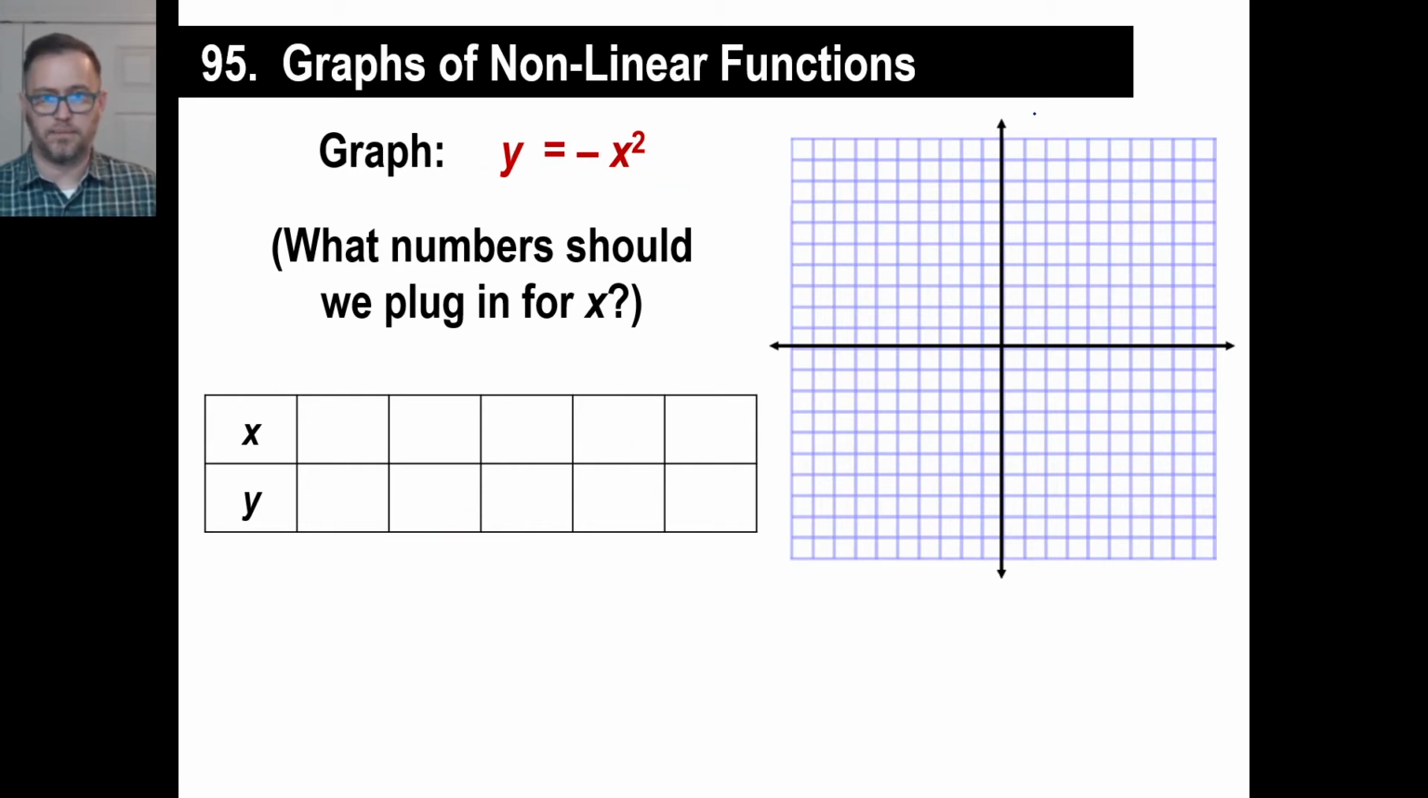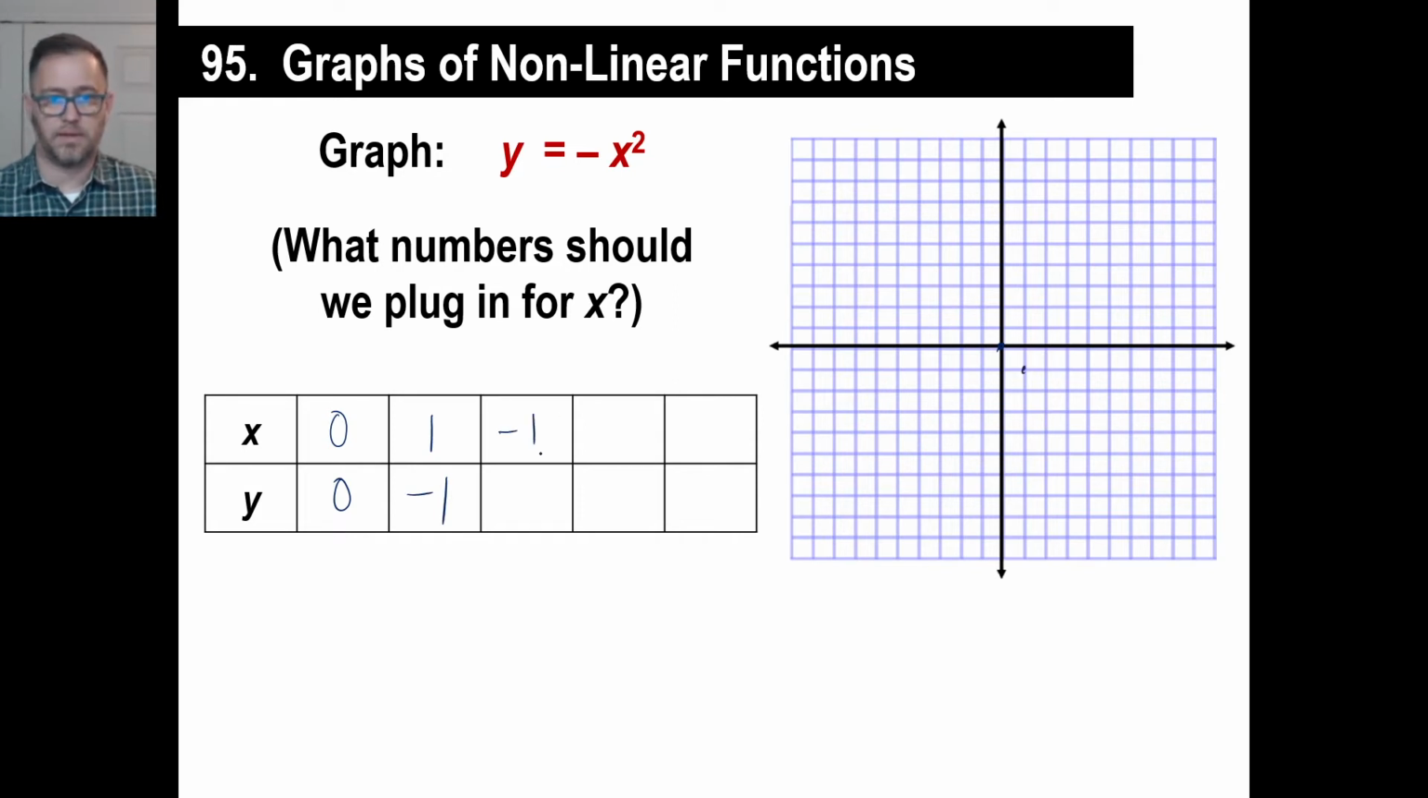This is interesting. Same thing except for one difference. What is it? Negative x squared, right? Again, make it as easy as possible for yourself. 0, negative x squared is still 0, right? So it looks like this. There's your first point, okay? We could try a 1. If x is 1, what's the opposite of 1 squared? It's going to be negative 1, right? So 1, negative 1. In fact, let's just try negative 1.